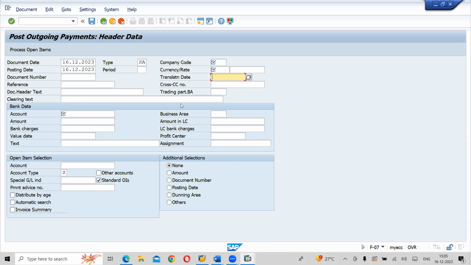Next one, value date. It's very important. Write down value date. This date will be used to capture the encashment date for cash transactions.